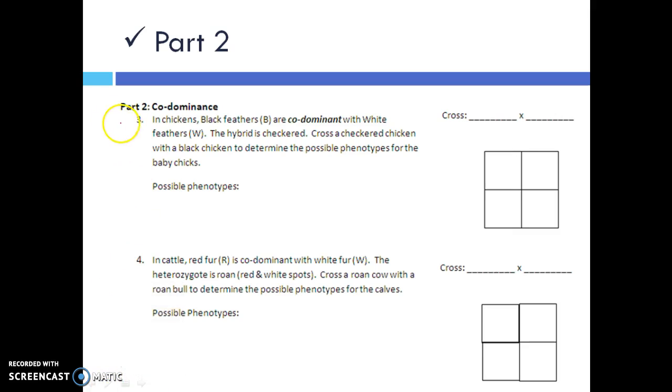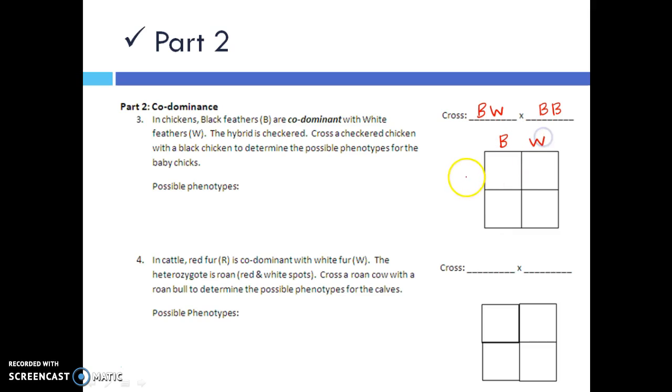So in our first example, we have chickens with black feathers that are codominant with white feathers. The hybrid is called a checkered chicken. It's a black and white spotted chicken. We're going to cross a checkered chicken with a black chicken to determine the possible phenotypes for the baby chicks. So the first parent is a checkered chicken. That means they have to have one black gene and one white gene. The second parent is a black chicken. In order to be a black chicken, they need 2 black genes.